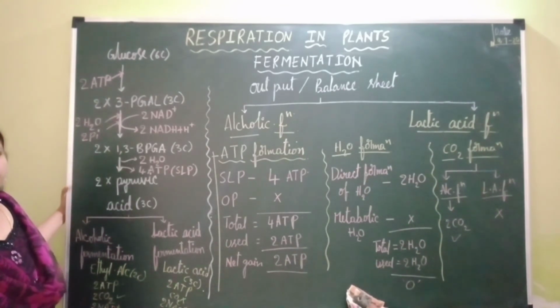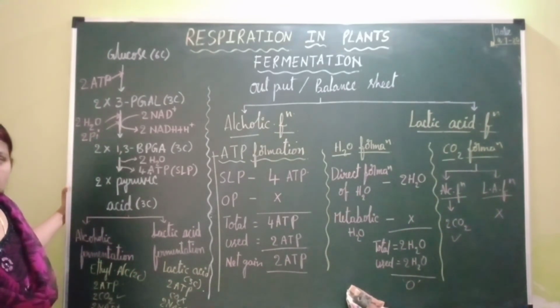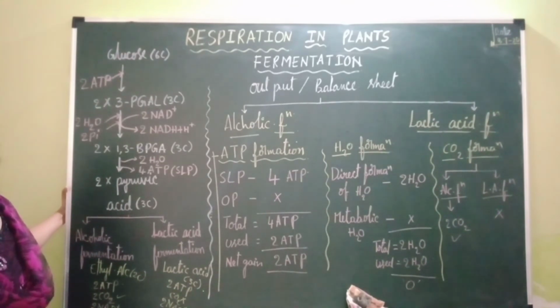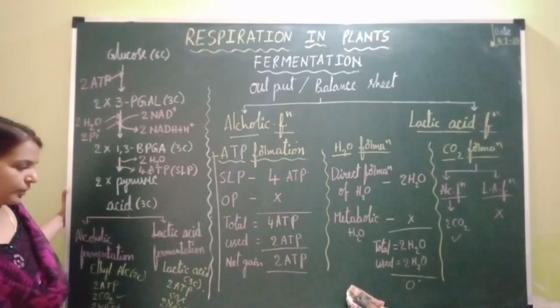In the next video, let's start with aerobic respiration. Aerobic respiration occurs by glycolysis, Krebs cycle and ETS. Glycolysis is the first pathway which is common for both aerobic and anaerobic. We already studied glycolysis. Next, let's start with the Krebs cycle, which is part of aerobic respiration.